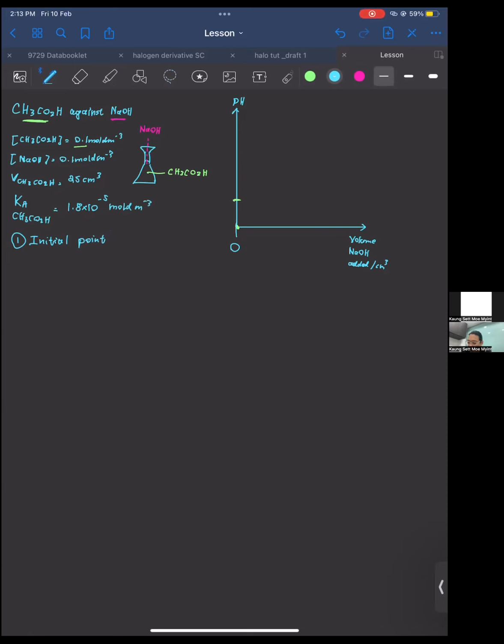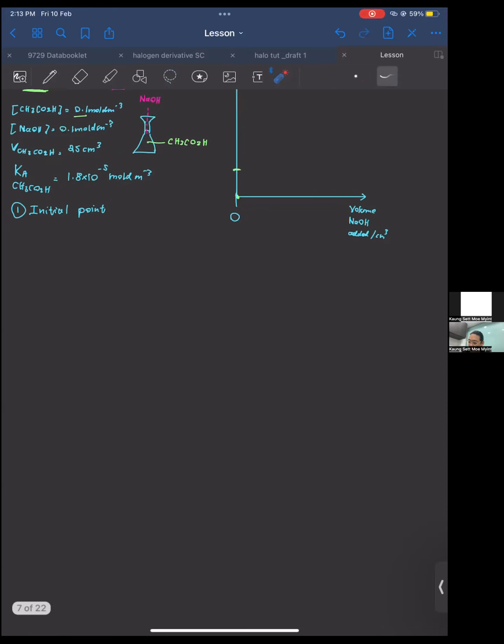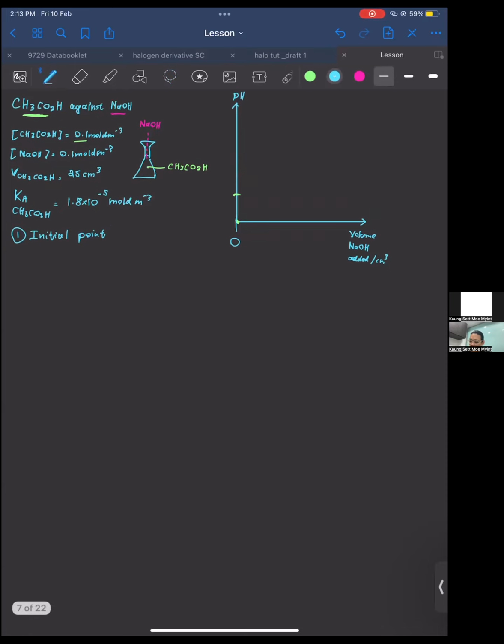Now, the first initial point is all you need to do is to calculate the pH of the ethanoic acid. So we are going to follow the technique used to calculate pH of weak species because ethanoic is weak. I say countless times, go and write the ethanoic acid dissociation equation. It is a weak acid, so it will partially dissociate to donate the H+, and it will give us H3O+. This is our first step.